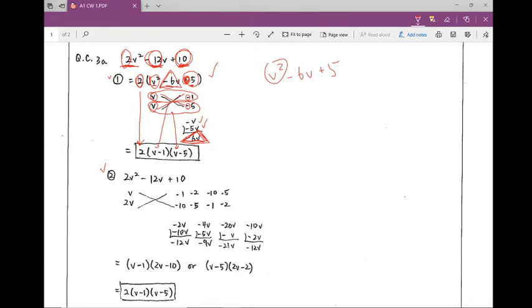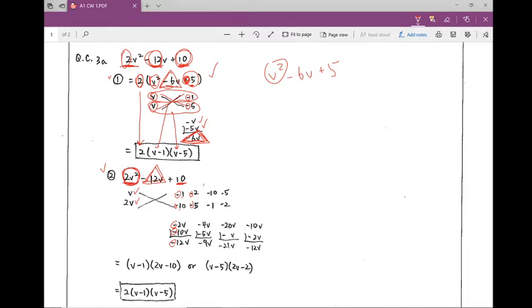And the only difference between the method that we learned in the past is that it's not going to be v squared anymore, it's 2v squared. So you're going to get the factors v and 2v, because v times 2v will give you 2v squared. There are no other possible factors here. For number 10, it's going to be the same. It's going to be negative 1, negative 10, negative 2, negative 5. It's going to be negative because they have to multiply into a positive number, but at the same time I need them to add to a negative number, as you can see here.